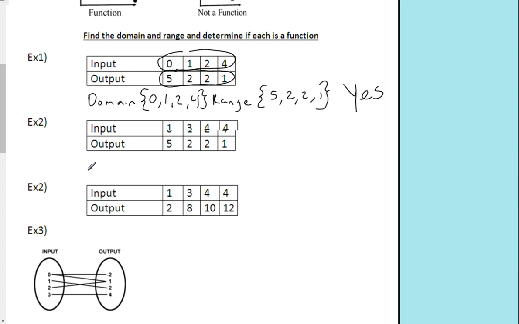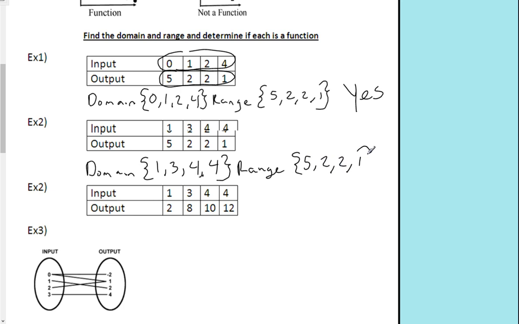So let's write the domain real quick. Well, the domain is going to be 1, 3, 4, 4. Some textbooks don't write it twice, but we're going to write it twice, okay? The range is the outputs. So it is 5, 2, 2, 1.